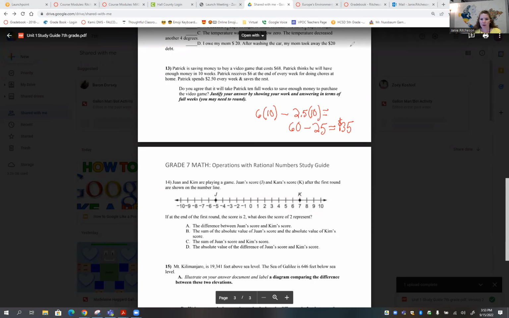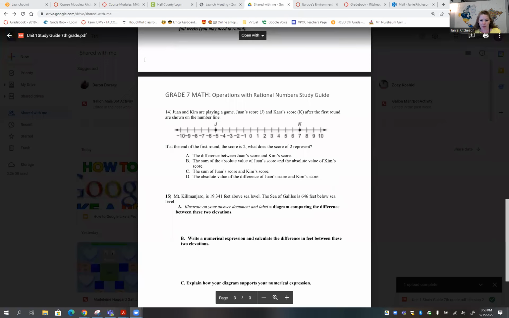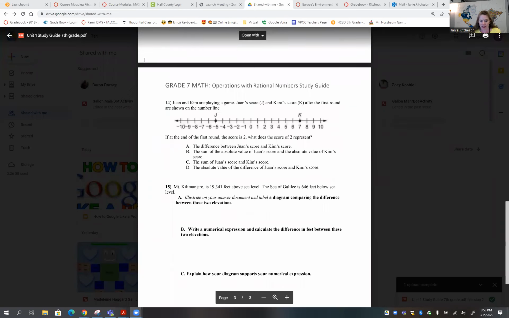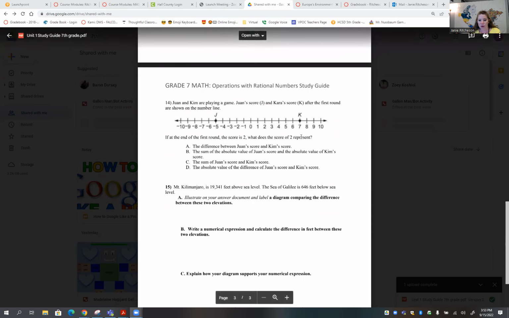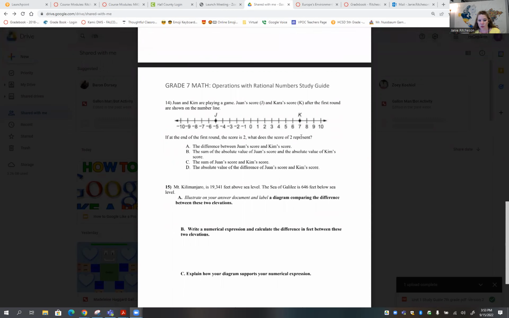All right, number 14. Juan and Kim are playing a game. Juan's score and Kara's score, even though her name was Kim, now it's changed to Kara. Kara's score after the first round are shown on the number line. So Juan is at -5 and Kara is at 7. At the end of the first round, the score is 2. What does the score of 2 represent?